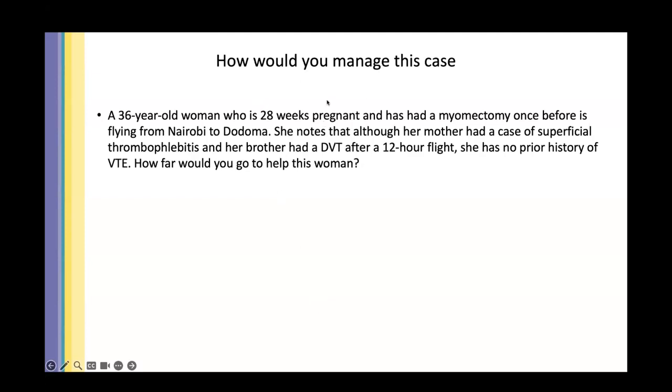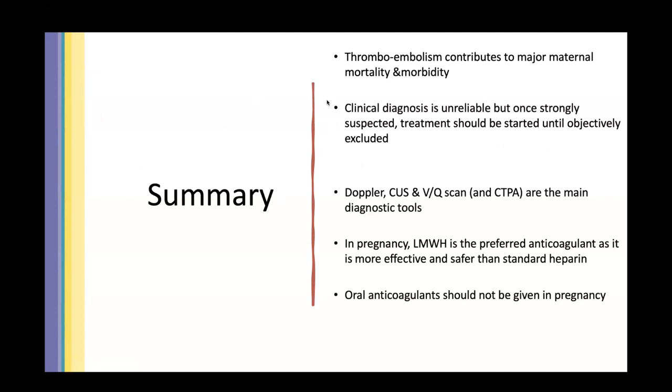Right. So thank you very much, Dr. Amaya. So with that, in my summary, thromboembolism is a serious problem in pregnancy and can potentially lead to morbidity and mortality. It's very difficult sometimes to make a clinical diagnosis, but once suspected, you need to start treatment immediately until you objectively exclude the presence of this clot, as mentioned. We have the diagnostic tools that we should not be shy using: Doppler scanning, compression ultrasound scanning. Then we have the VQ scans and CTPA.